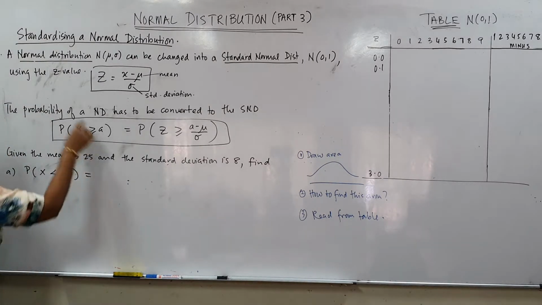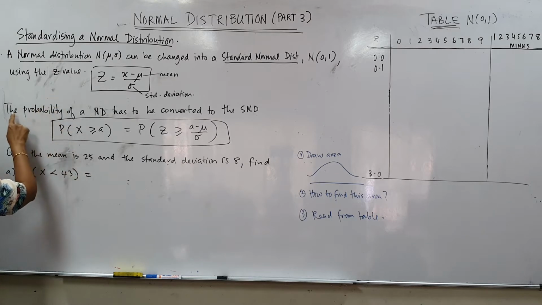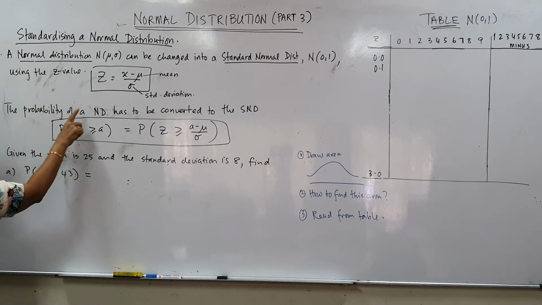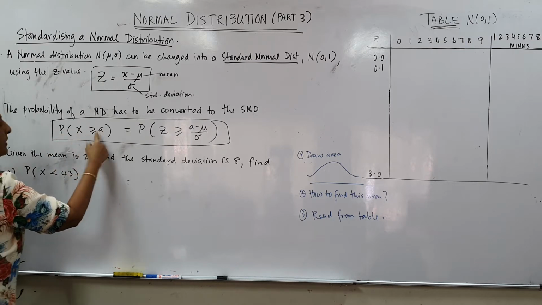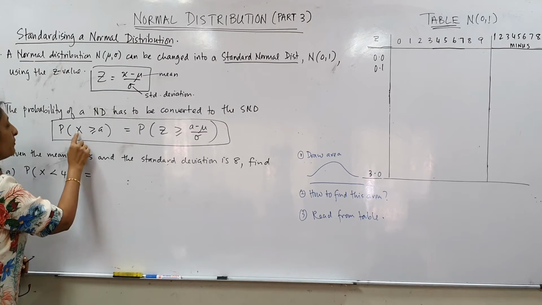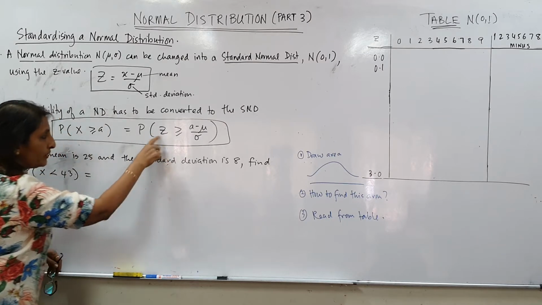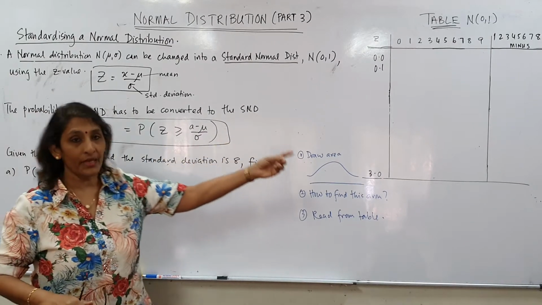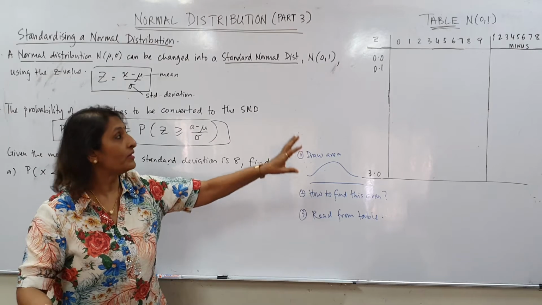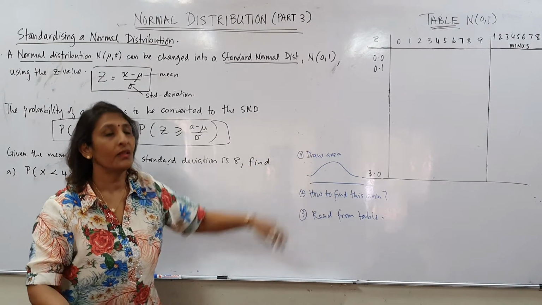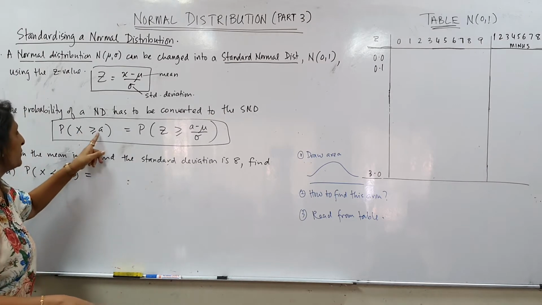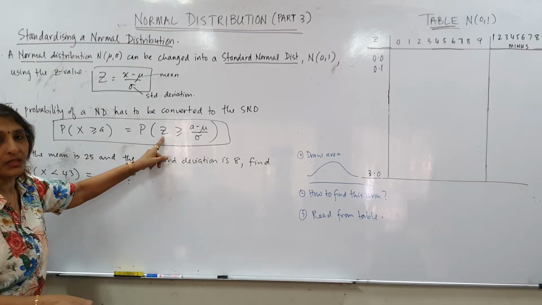Let's look at this. Now the probability of a normal distribution, let's say you want to find P(X greater than a). You have to first change it to the standard normal because we are going to use the table, and the table has already been changed to standard normal. That table is only standard normal values. Therefore, if you get a normal distribution, you have to change it to the standard normal.